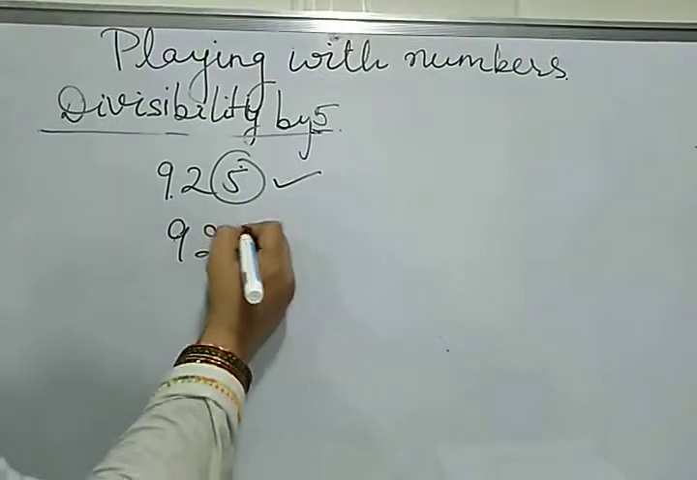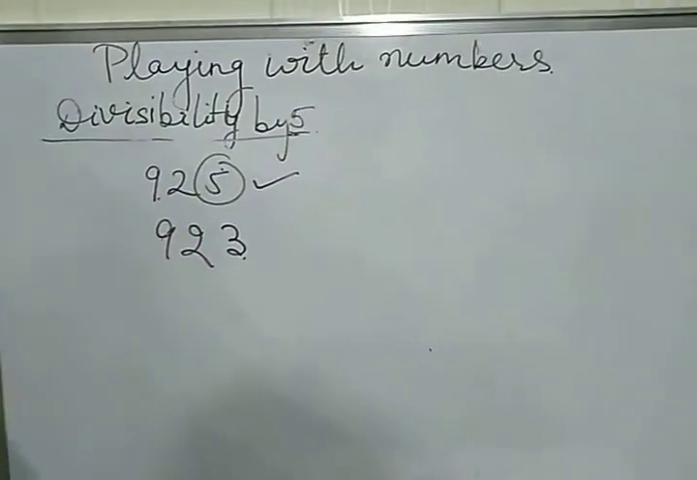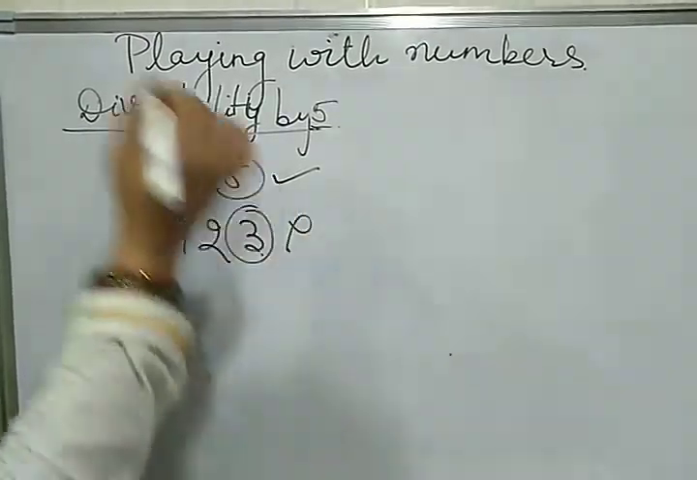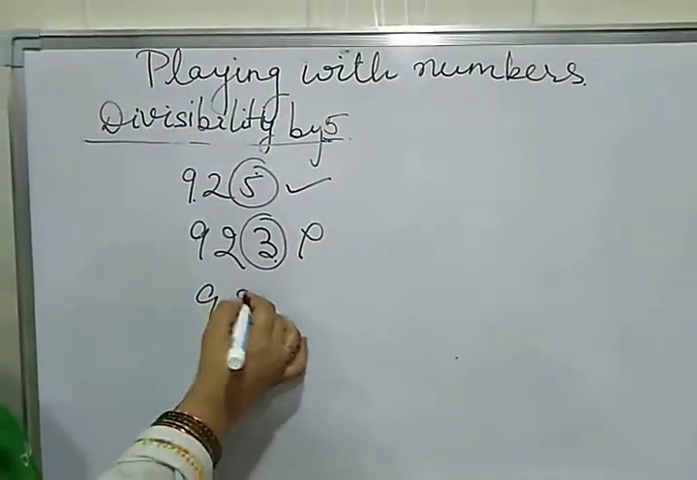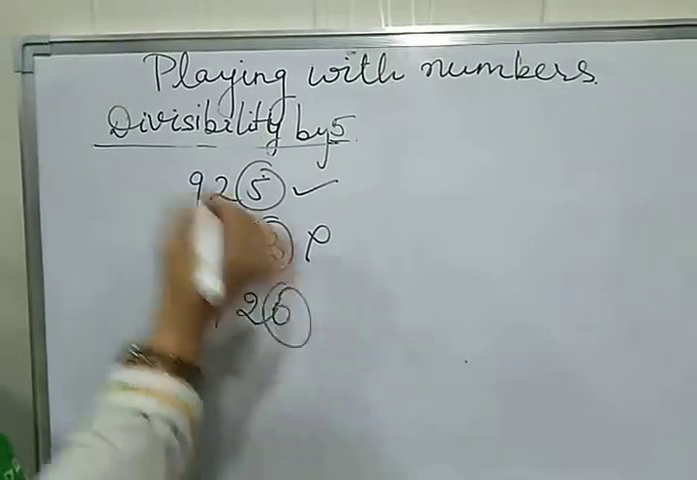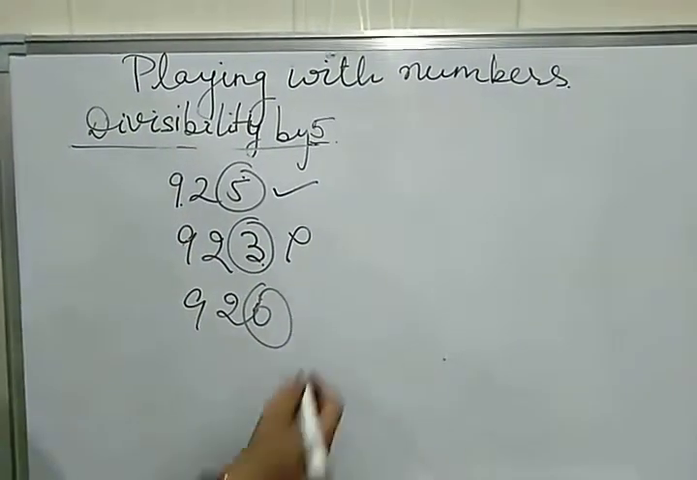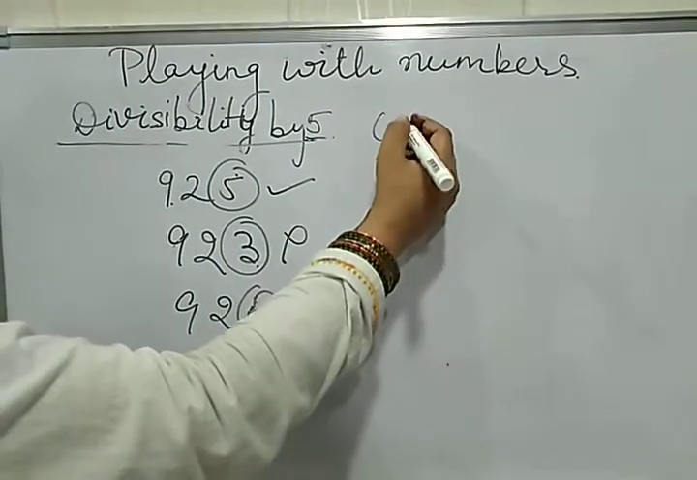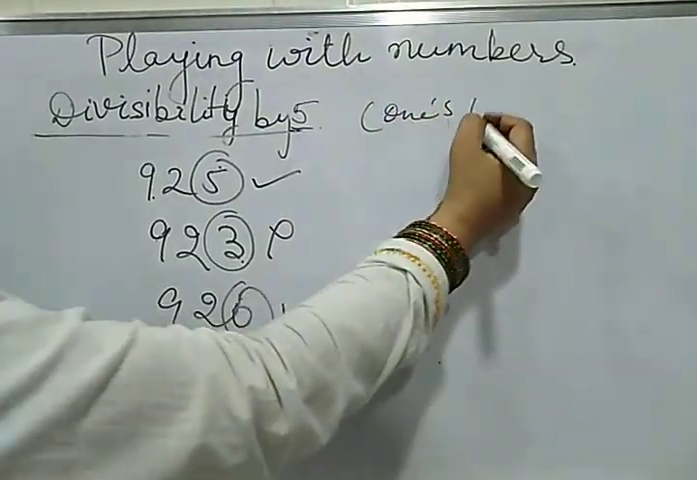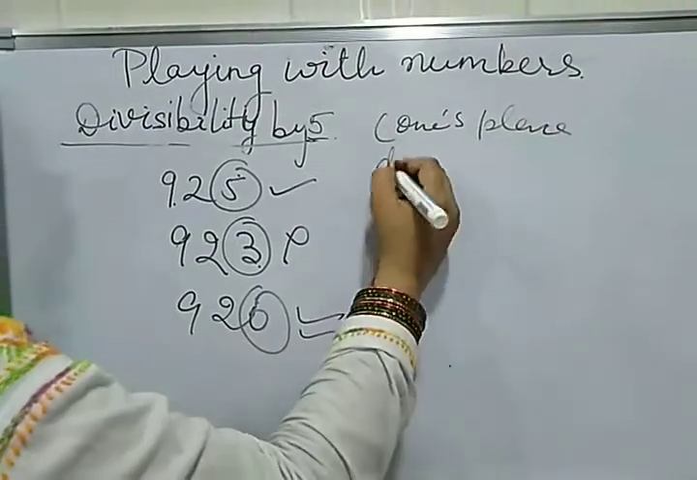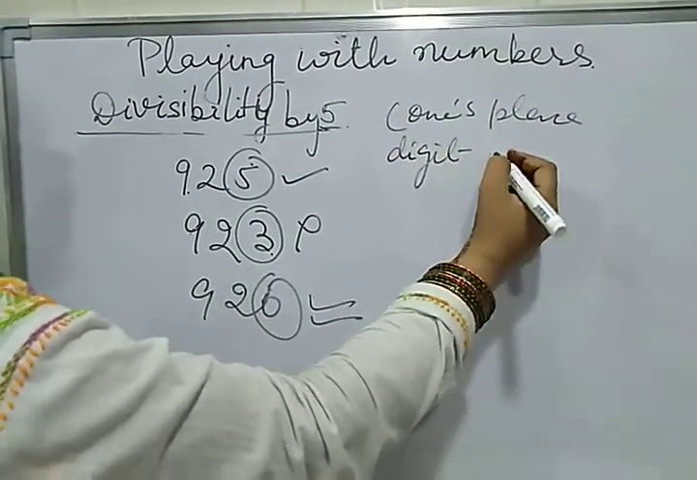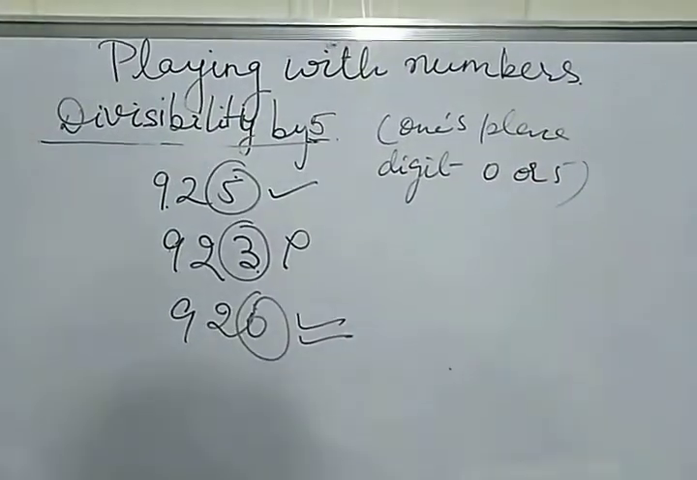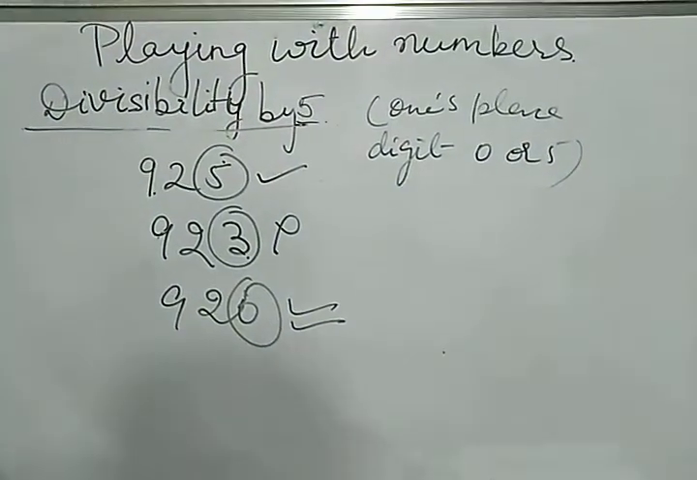And if the last place digit of the number is 3, as in 923, so it will not be divisible by 5. If the ones place digit of the number is 0, then also the number will be divisible by 5. So for the divisibility of 5, the ones place digit will be equal to either 0 or 5. So the number will be divisible by 5.